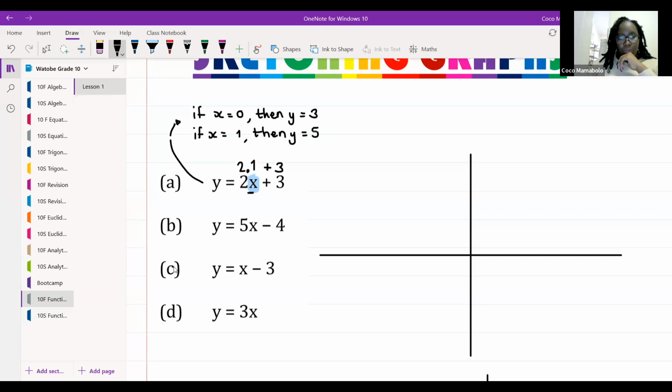Okay. Cool. So we're just going to replace it wherever we see it. Good. Now, guys, we only need these 2 points. I know that my x value was 0 and my y value was 3. And over here, I know that my x value was 1 and my y value was 5.